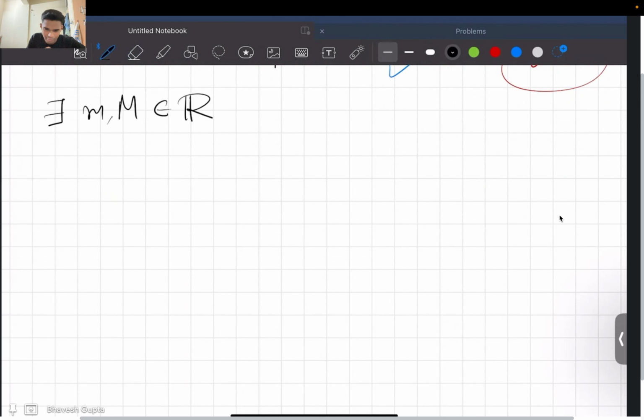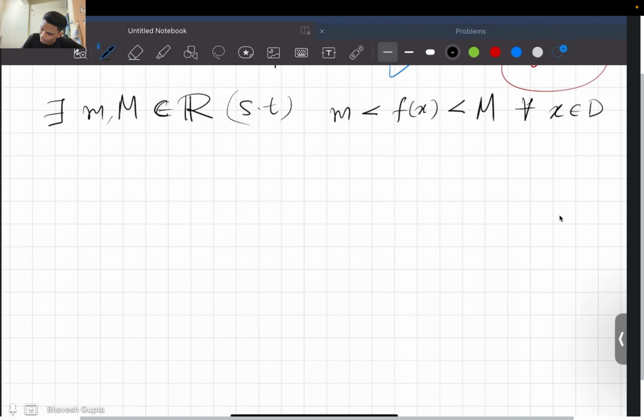Are you familiar with this notation? Yes, sir. So there exists small m, capital M belonging to the real numbers such that small m is less than f of x and f of x is less than capital M for all x belonging to the domain of f. Is this clear what I have written here? Yes, sir. Clear, right? This is your lower horizontal and this is your upper horizontal line.